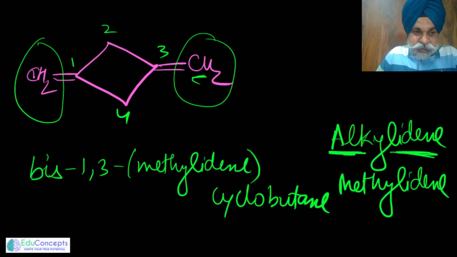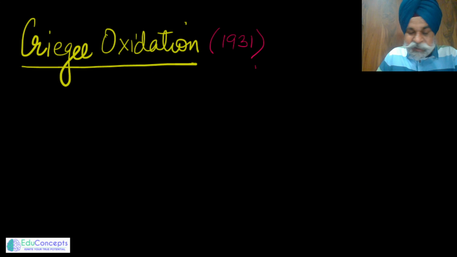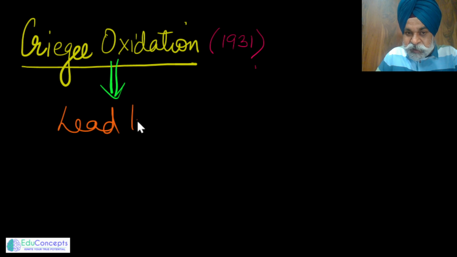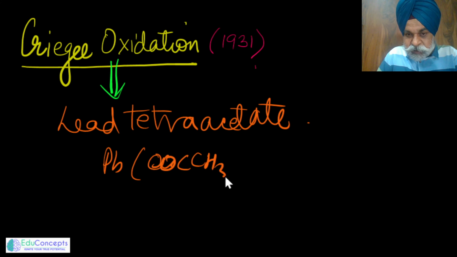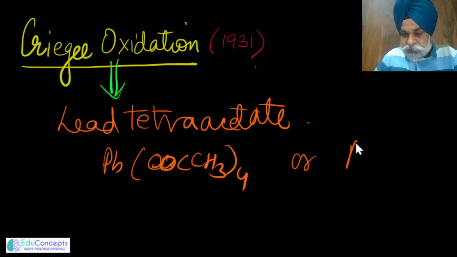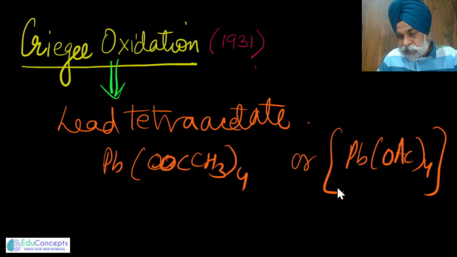In the last, which I asked in the very starting, what is Criegee oxidation? Criegee oxidation happened in 1931. The reagent used for this, which many of you are aware of, is lead tetraacetate. This is also a reagent of choice to do 1,2 glycol splitting, lead tetraacetate. At times you would find this written in books like this, lead tetraacetate is the reagent which also could do the glycol splitting.